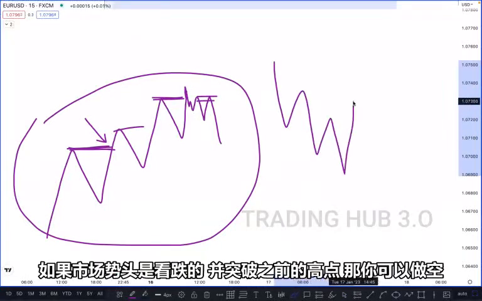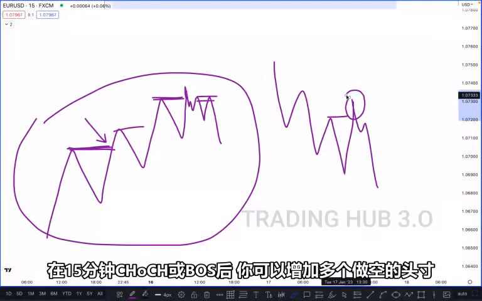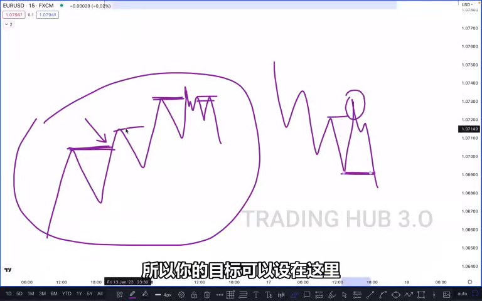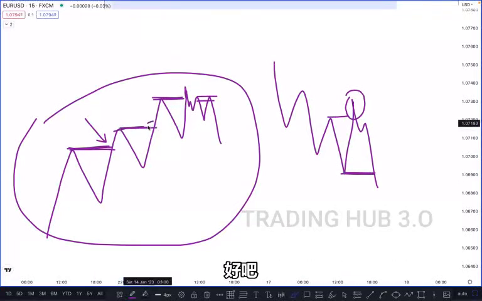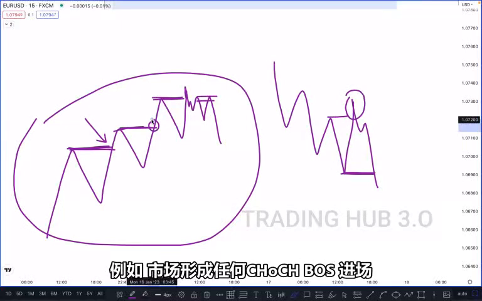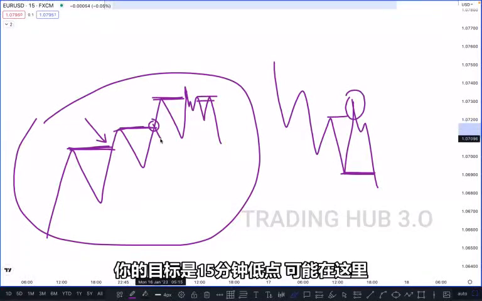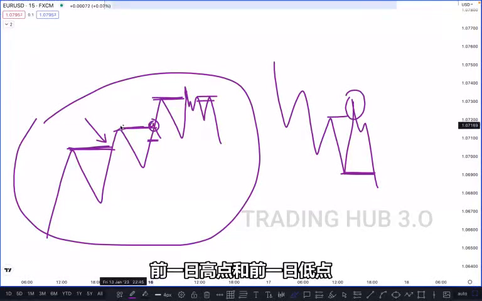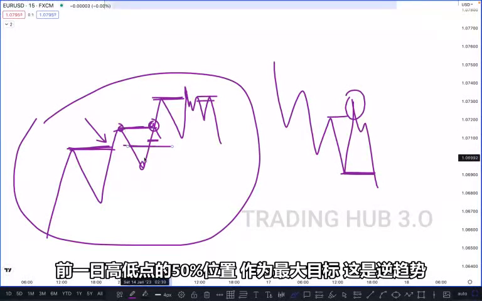If market momentum is bearish and takes out the previous high, you can simply sell here on a 15-minute chalk or boss, and you can add multiple positions here for sell, and set the target here, the maximum low, because momentum is bearish and you are trading pro trend, right? If the market sweeps this high, for example the market creates any chalk or boss, any entry here, where is your target? Your target will be the 15-minute low, maybe here, and the next target is here, this candle high. I mean the previous day high and previous day low, 50% of the previous day high or low, you can set as the maximum target, and this is a counter trend sell, right?